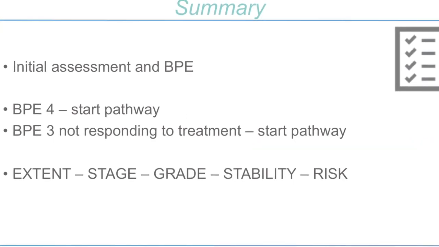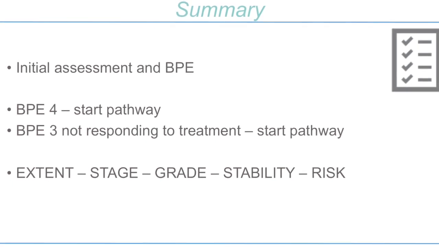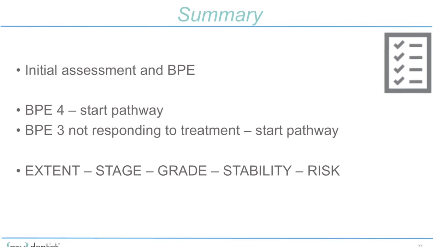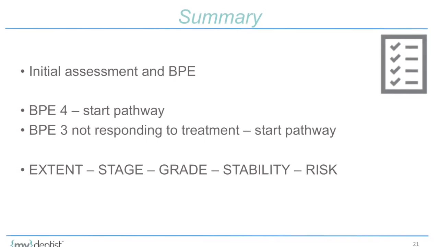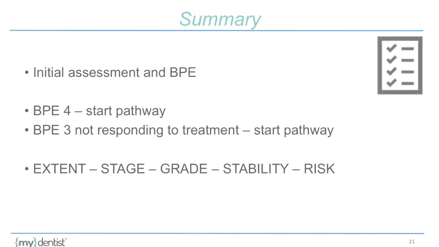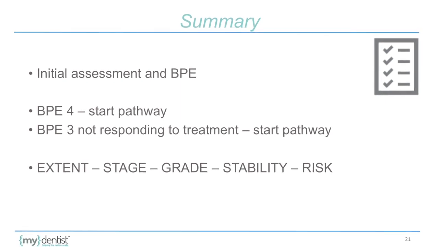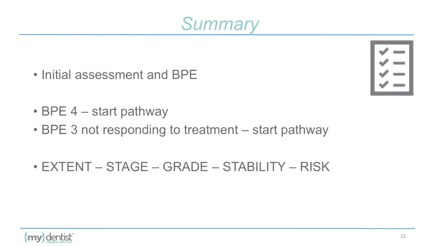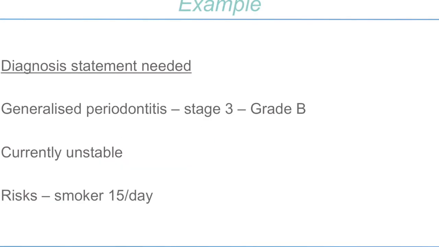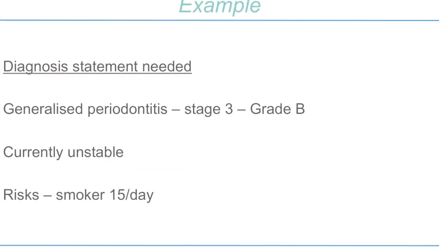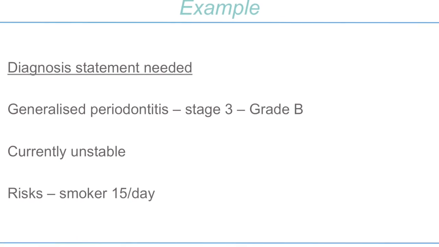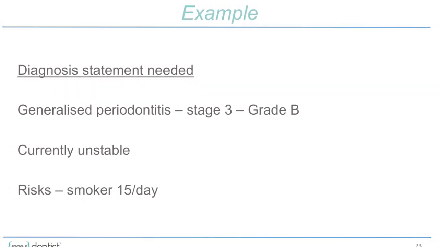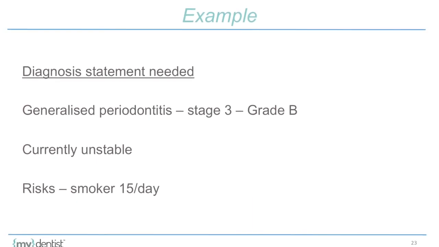In summary, you would do your initial assessment, your BPE. A BPE of 4, you would immediately start this new pathway classification, or a BPE of 3 not responding to treatment, so 3 months after that initial diagnosis. And then you would give them these 1 to 5 classifications per patient. So a diagnosis may read general periodontitis, stage 3, grade B, currently unstable, and a risk factor of smoking.